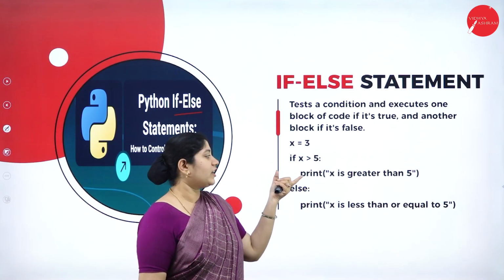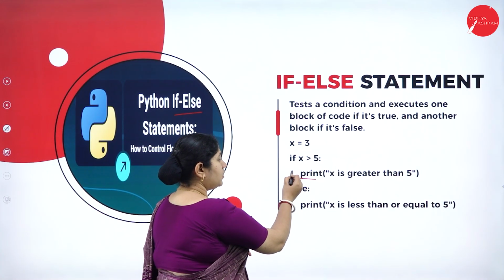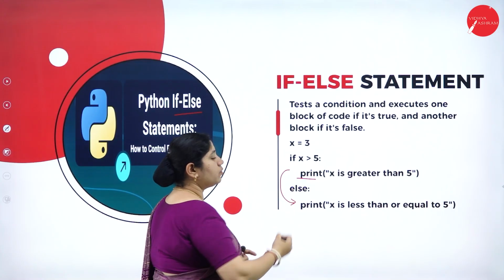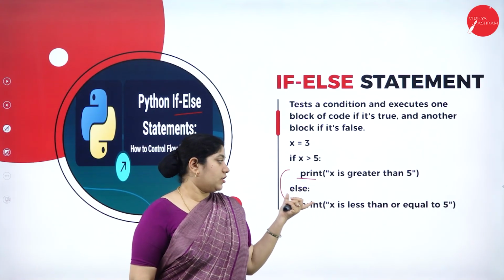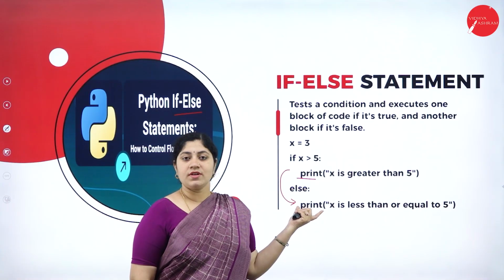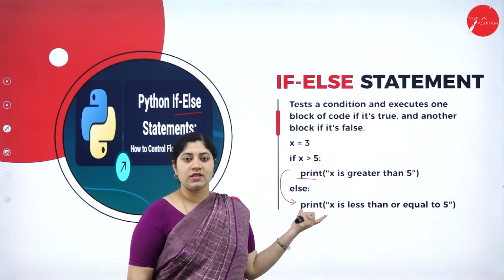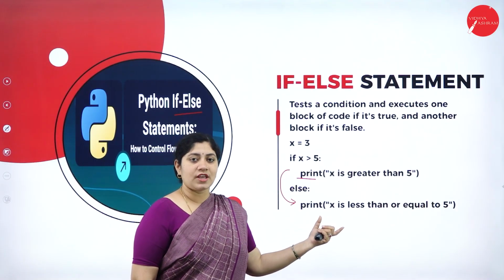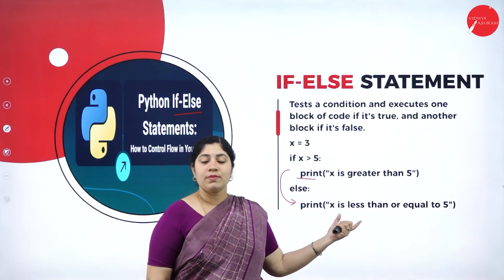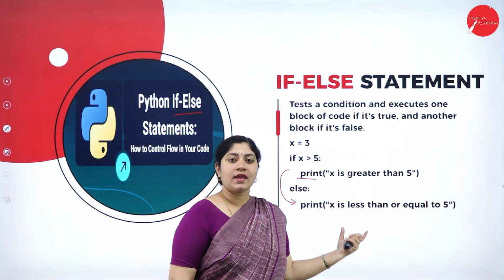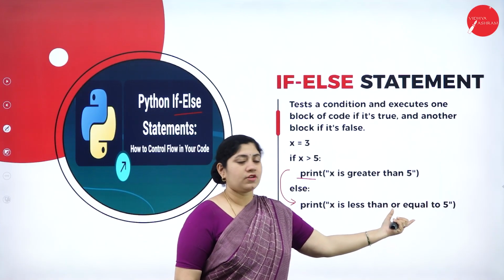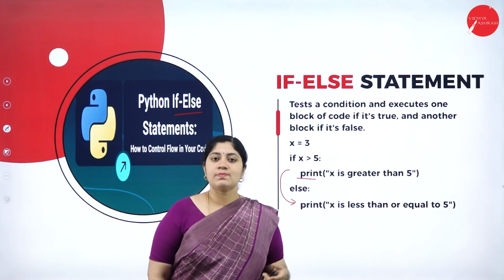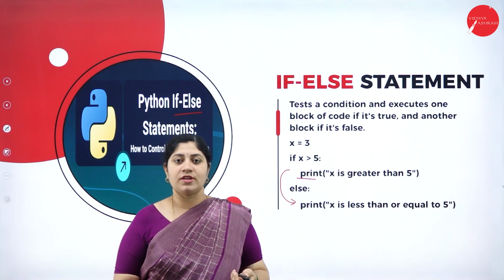Whenever the condition goes false, it will shift to the else. And under else, what is the part of code that has to be executed? It has to display a print message, that x is less than or equal to 5. So this is a simple example of the if else statement.